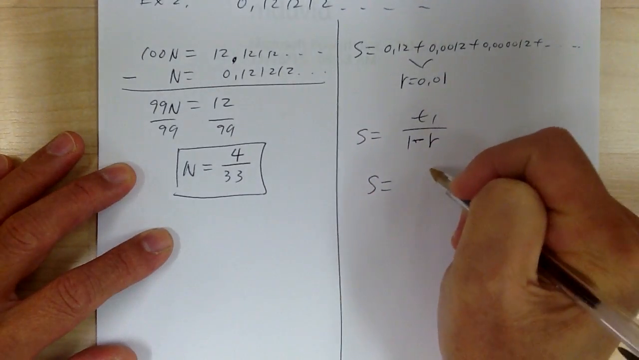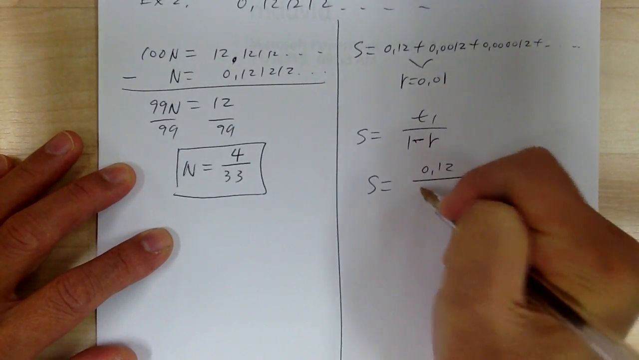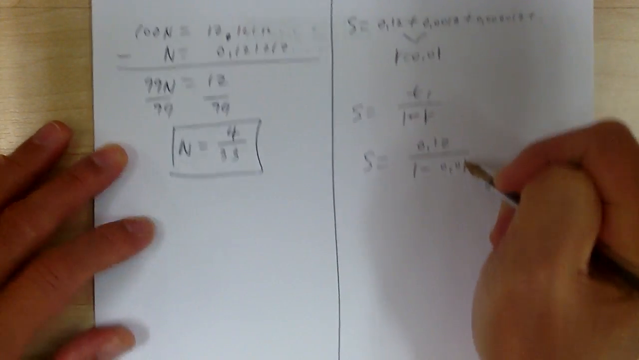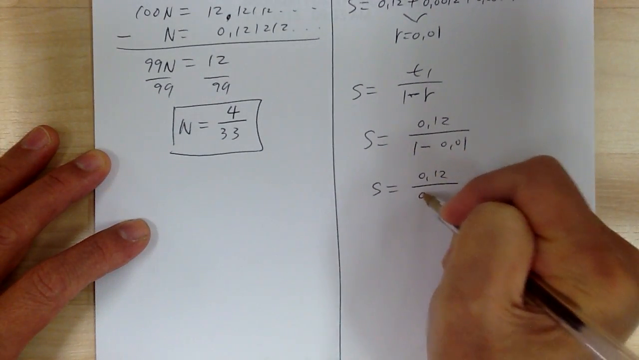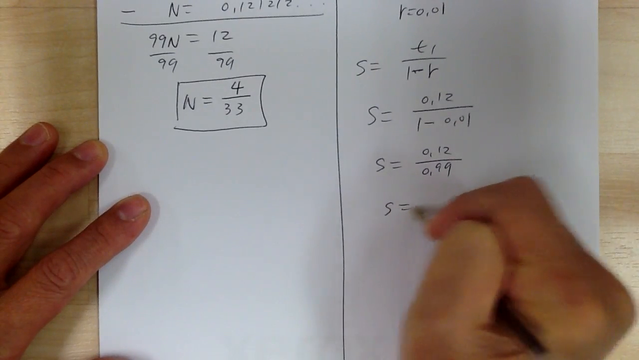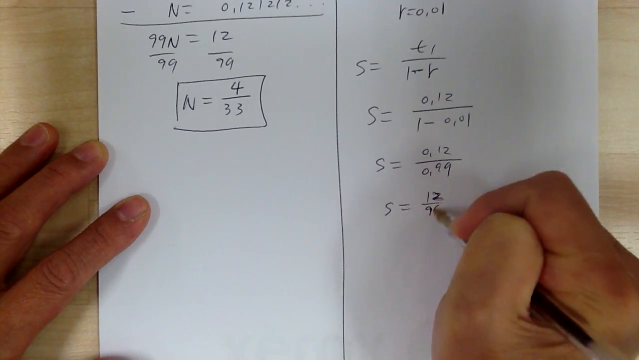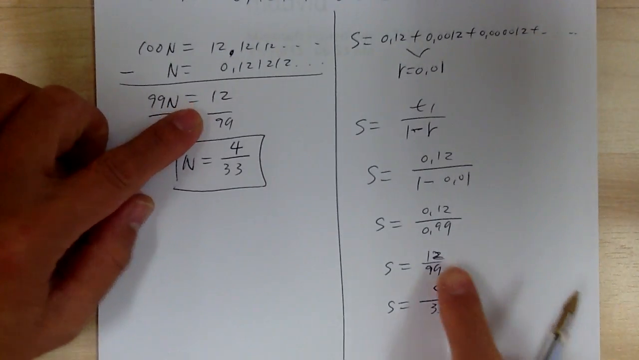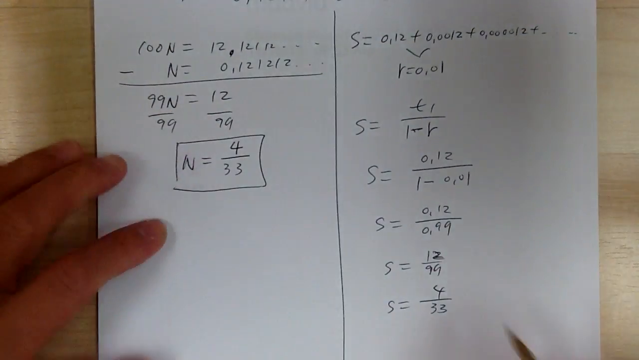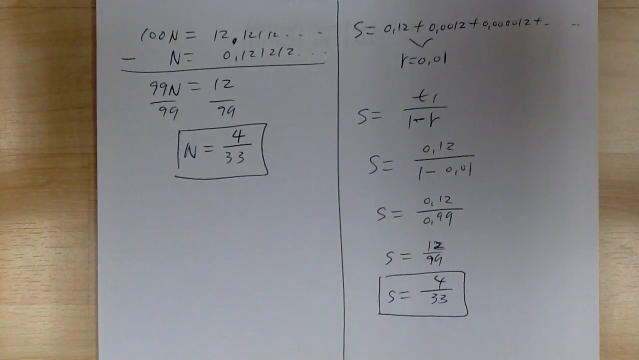Okay, so S equals t1 over 1 minus r. So S equals 0.12 over 1 minus 0.01. So S equals 0.12 over 0.99. So S equals 12 over 99. So S equals the same thing, right? Same. Okay, so you get the same answer. So you can use that to convert.